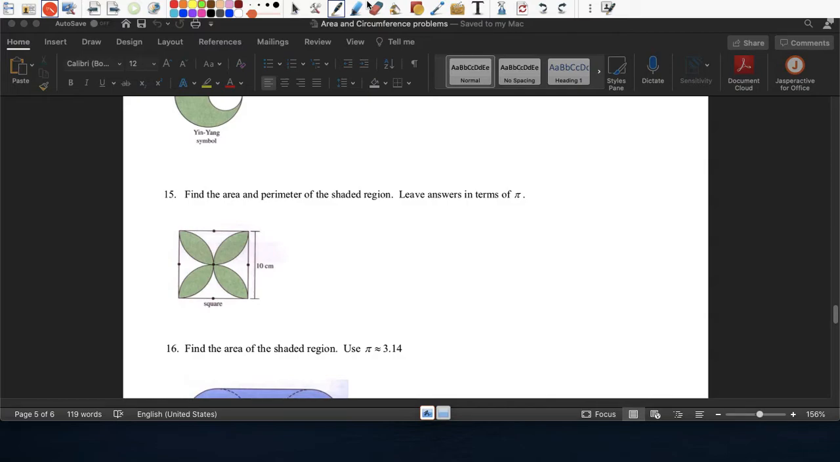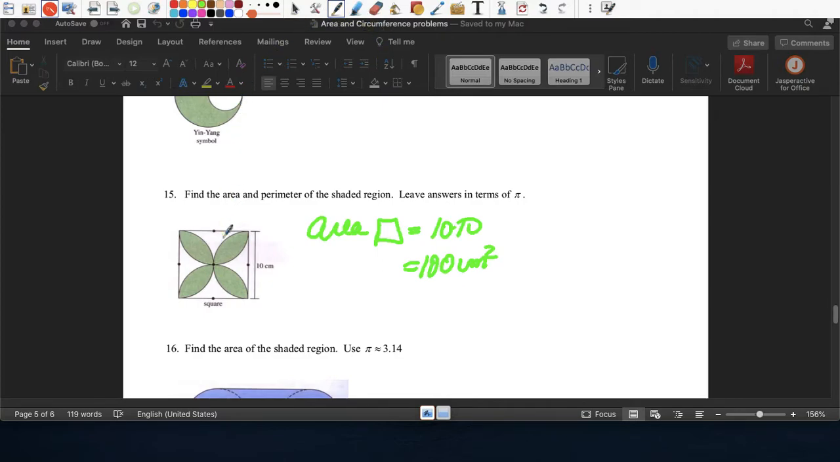I don't remember how to do this. Let's see. So I can find the area of the square. The area of the square is simply 10 times 10, right? Because the base is 10, the height is 10. So the area of the square is 100 centimeters squared.